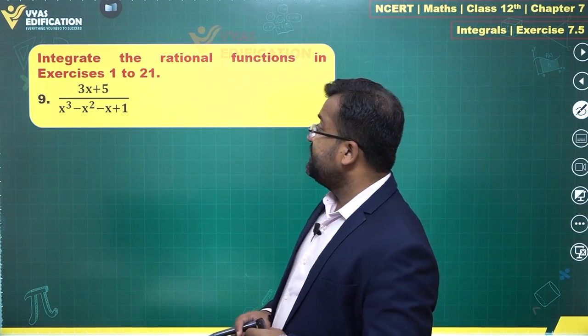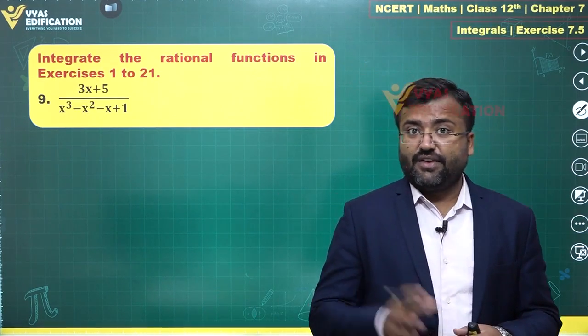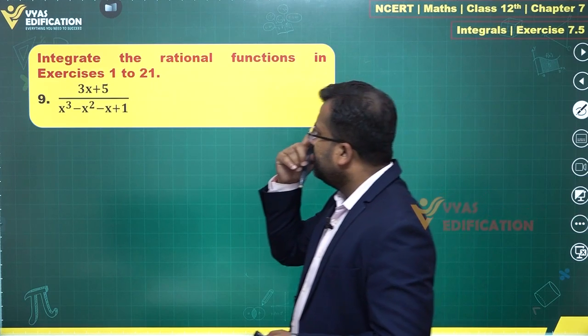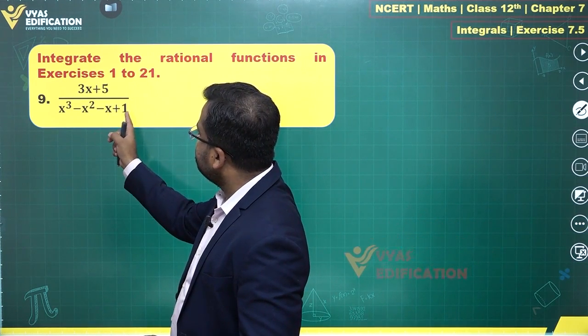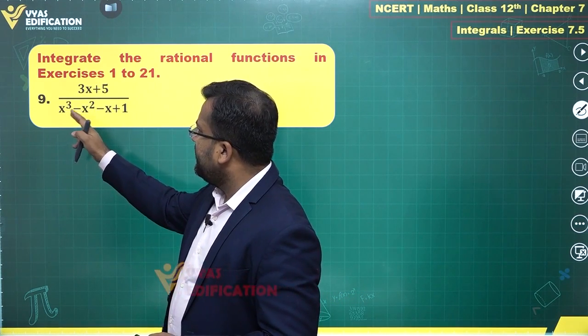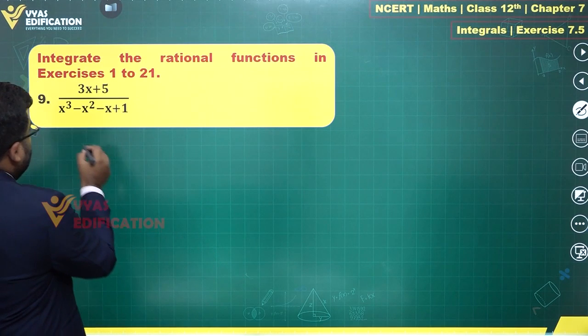The next point says to factorize the denominator. Can we factorize the denominator? Yes, the denominator has not been given factorized, so we'll have to factorize that. If you observe, you take a minus common from here, this is x minus 1, you take x square common here, this is x minus 1. So you'll get (x minus 1) times (x square minus 1). So let's begin with this.